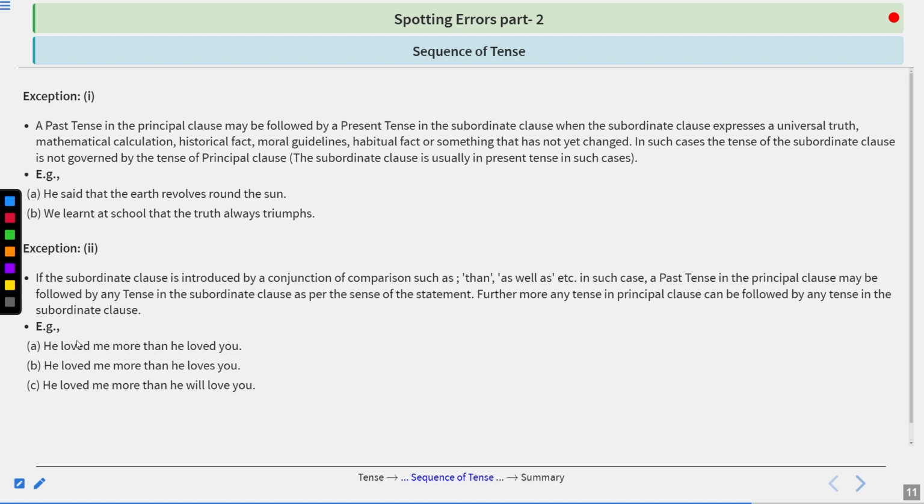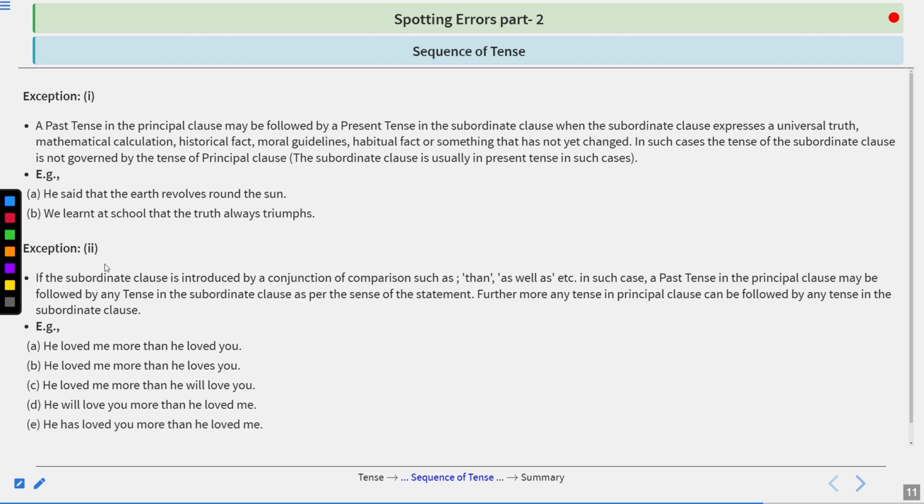So as we have understood, despite using past tense in the main clause, we can use any kind of tense in the subordinate clause which is used with than. He will love you more than he loved me. So in this sentence, the main clause is in the future, but the subordinate clause is in the past. This is also correct.